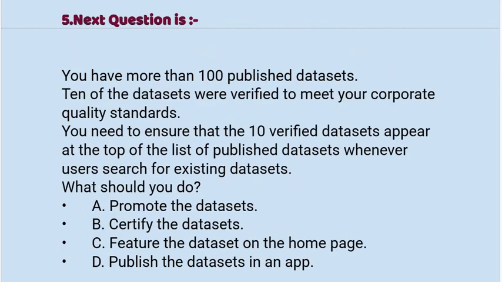Question is, you have more than 100 published datasets. 10 of the datasets were verified to meet your corporate quality standards. You need to ensure that the 10 verified datasets appear at the top of the list of published datasets whenever users search for existing datasets. What should you do? Option A, promote the datasets. Option B, certify the datasets. Option C, feature the dataset on the home page. Option D, publish the datasets in an app.